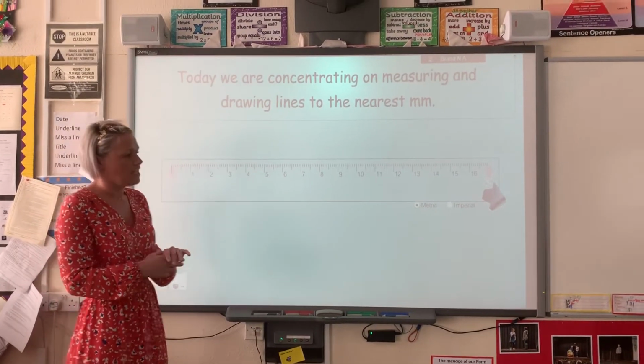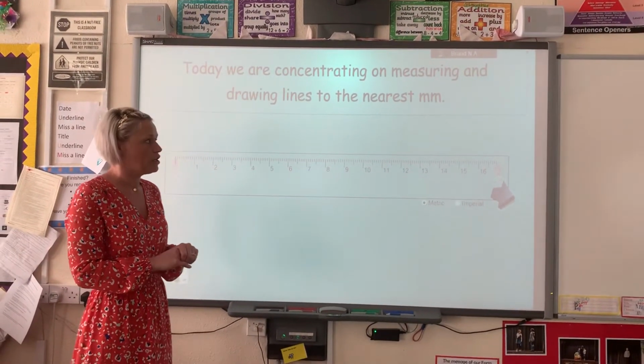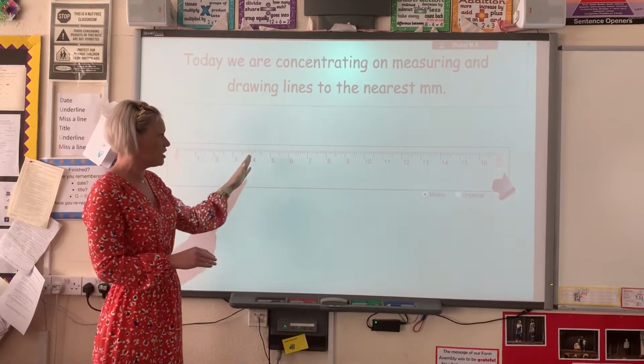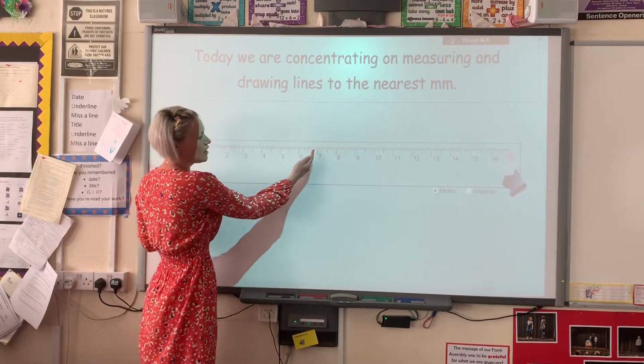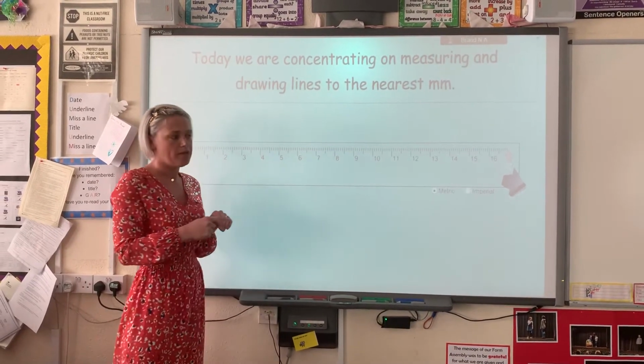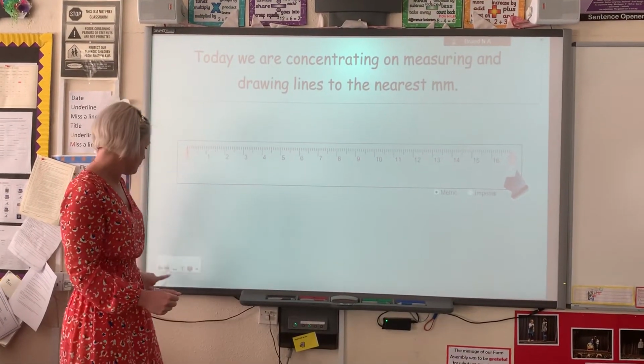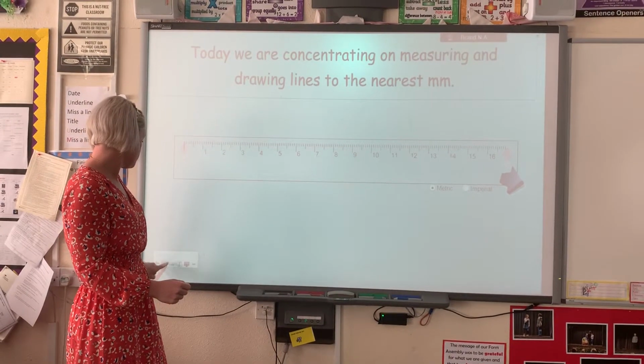So today we'll concentrate on drawing and measuring lines. So not just to the nearest centimetre, which we might have done in the past, but this time we're going to be using little lines in between them. So we're going to be measuring to the nearest millimetre. So let's have a look how we're going to do that.